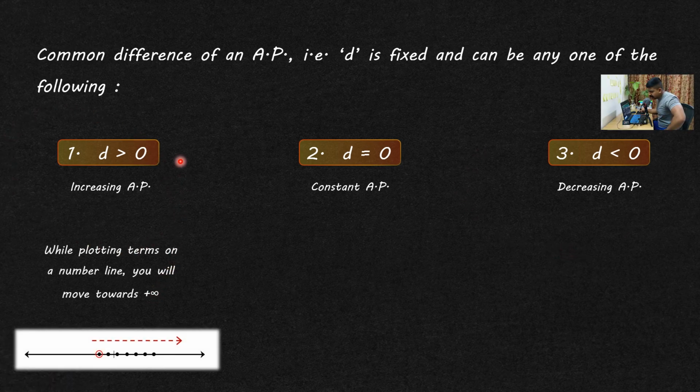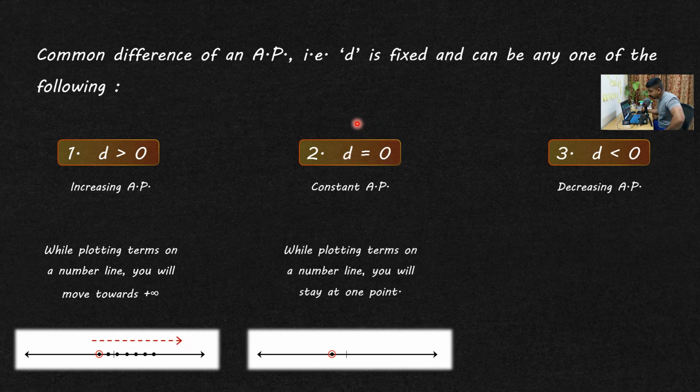Now if we look at the increasing AP, that is when D is greater than 0, while plotting the terms on a number line, you will move towards positive infinity. Here we have plotted some imaginary terms on a number line. Look closely. Our first term is a negative term since it is on the left hand side of 0. So it does not matter whether your first term is positive or negative. If the common difference is greater than 0, your AP will always move towards positive infinity.